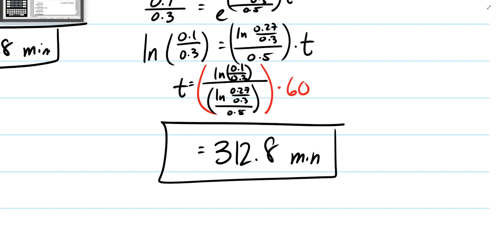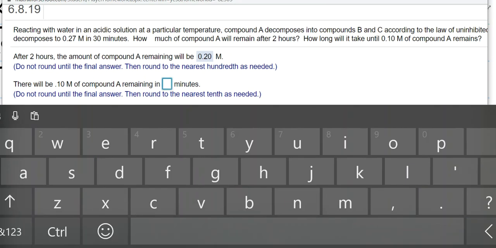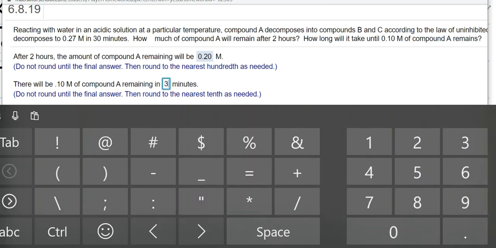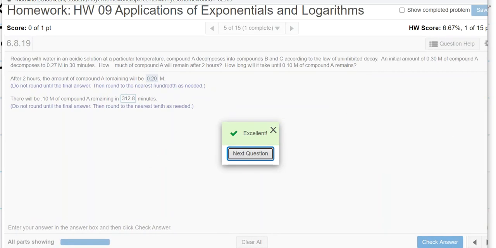So the last thing we need to do is convince ourselves that not only do the answers match, but that they are the correct answers that MathXL is expecting us to compute. And 312.8 minutes indeed is accepted by MathXL.